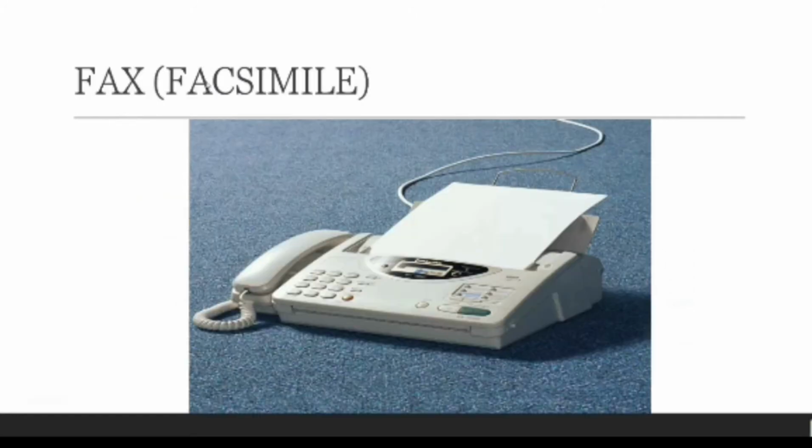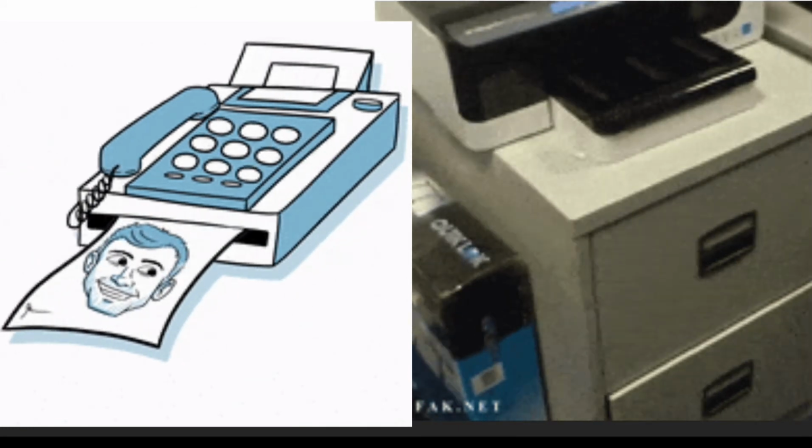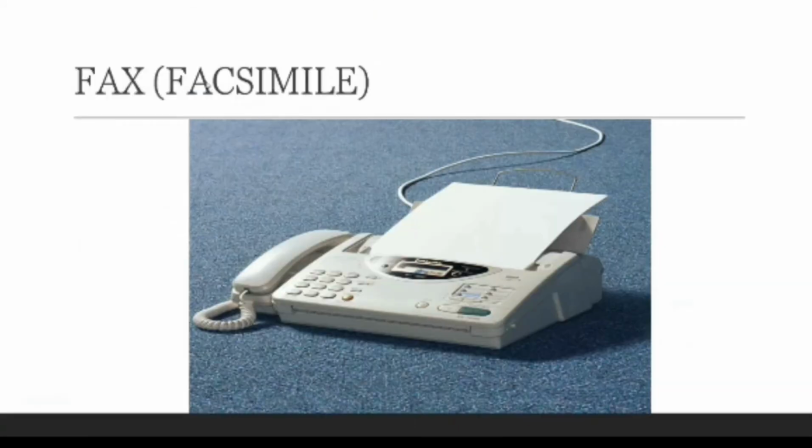Fax or facsimile. The fax machine can send messages instantly to any part of the world. It can send typed or even handwritten messages or letters. It can send pictures and photographs also. The fax system works through telephone lines as you can see in this picture.